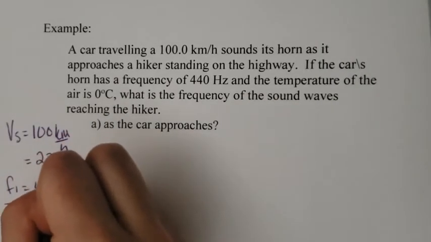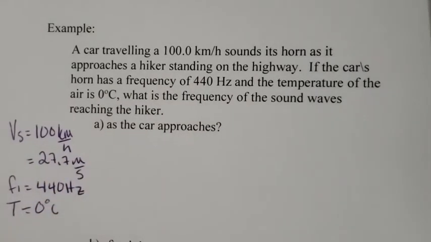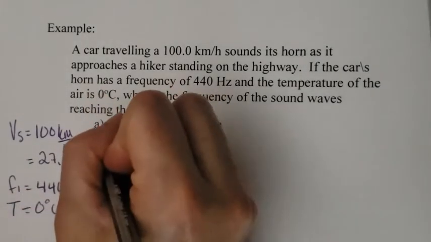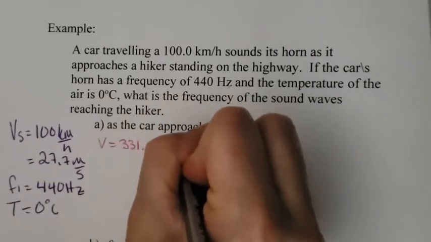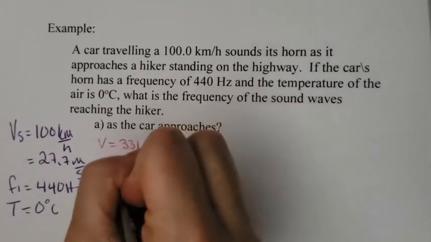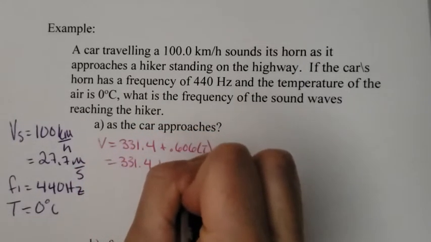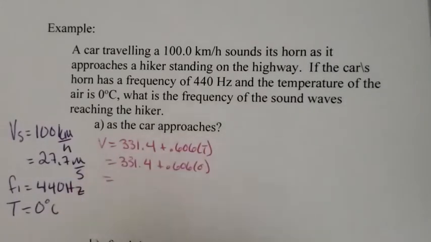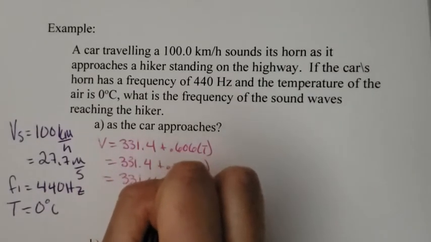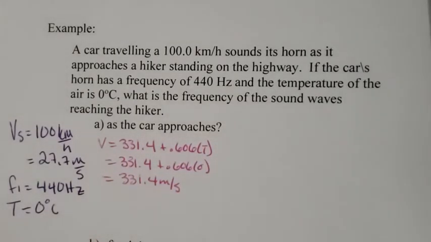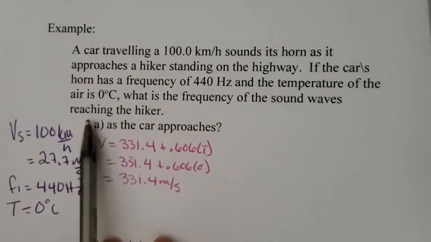The temperature of the air is 0 degrees Celsius. We know that whenever we're given temperature, we can figure out the speed of sound for that day. So our formula for speed of sound is this. V is equal to 331.4 plus 0.606 times the temperature. Well, that day the temperature is 0 degrees. So simply the speed of sound for that day is 331.4 meters per second.